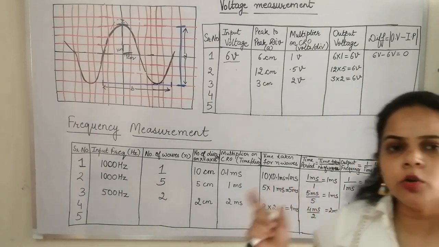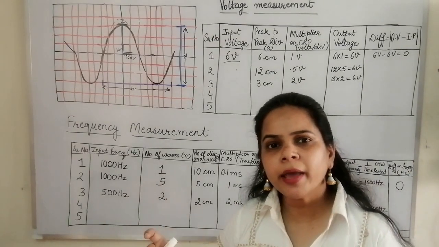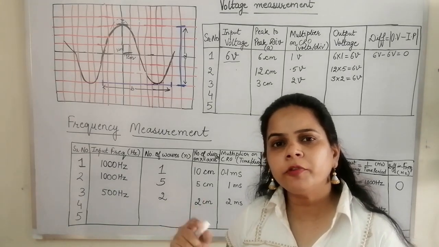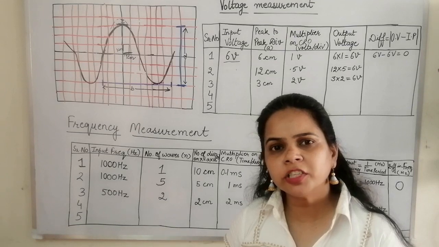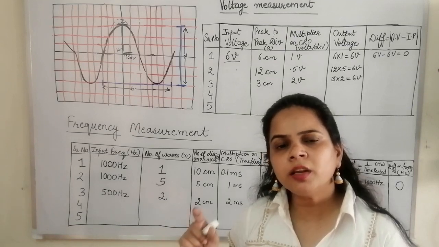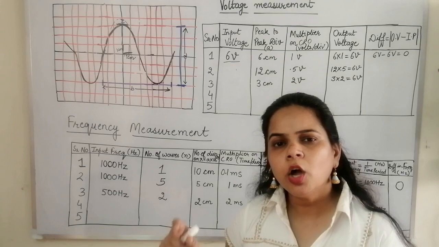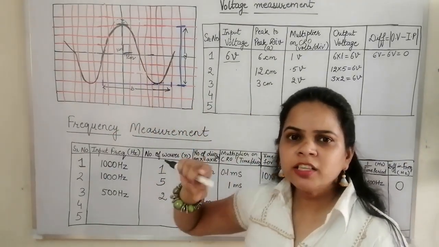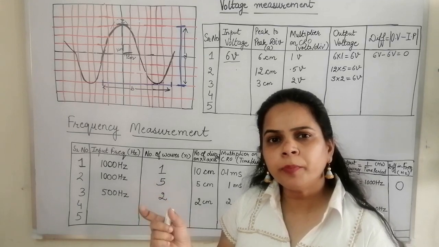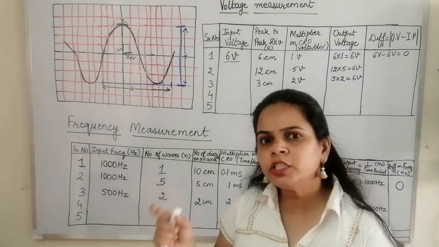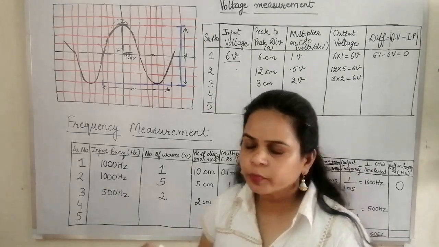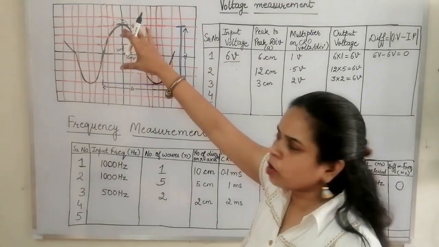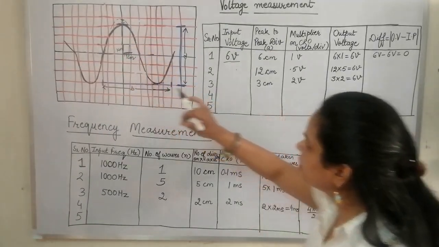So by adjusting the knob of the multiplier, it doesn't change the 6 volt. The 6 volt will change only when we feed another input voltage from the function generator. When we change the input voltage from the function generator, only then the voltage on the CRO will be changed. By just moving the knobs of volt per division or time per division, it will not change the value of the input voltage.